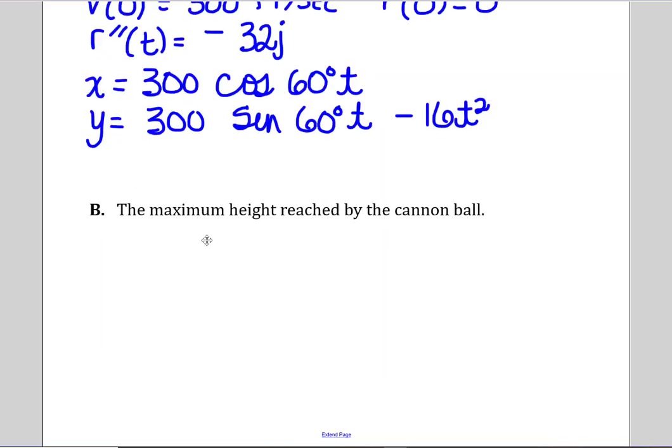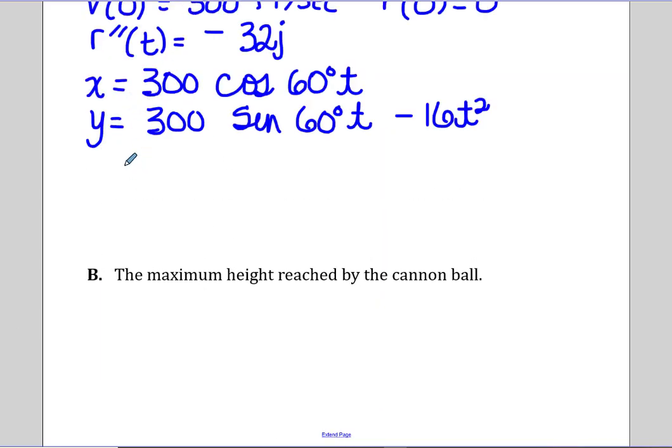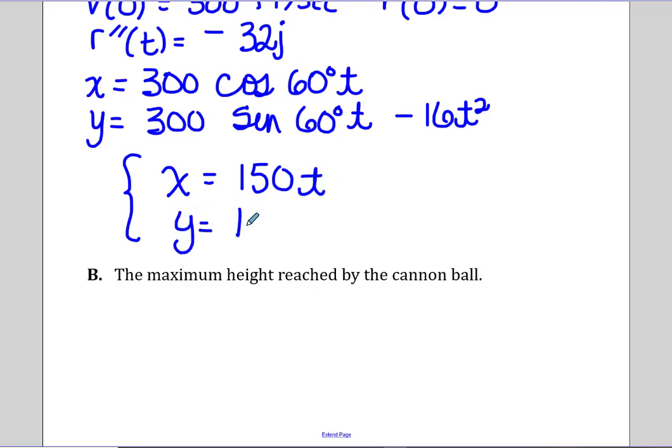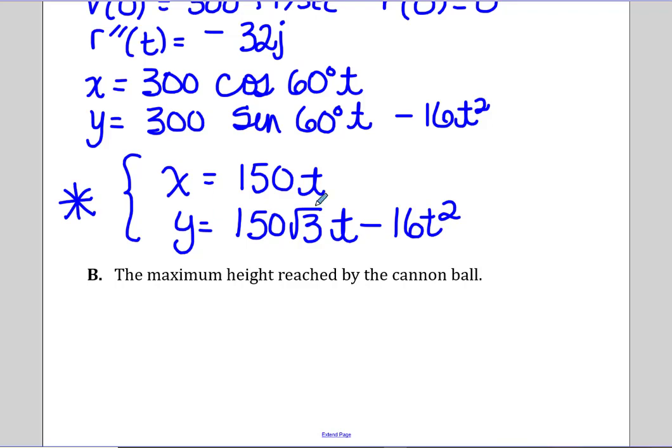Need a little more room here. So our x would be, let's see, cosine of 60, so 150t for the x direction, and our y would be square root of 3 over 2, so 150 radical 3t minus 16t squared. So this was our goal, to write the parametric equations.